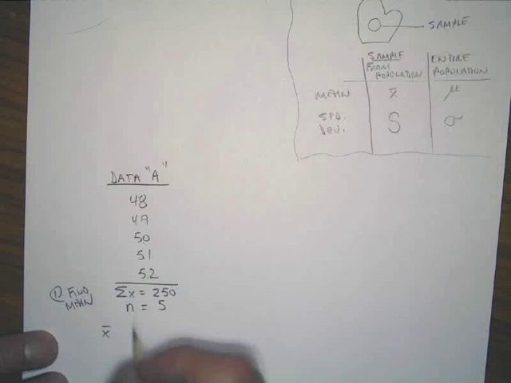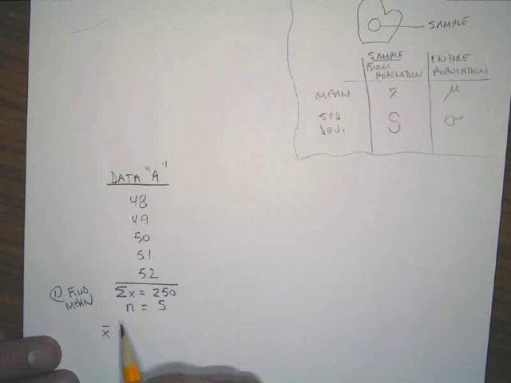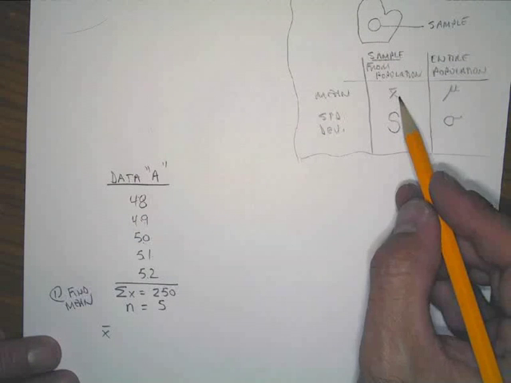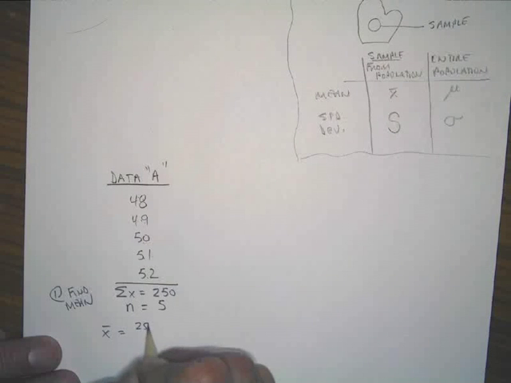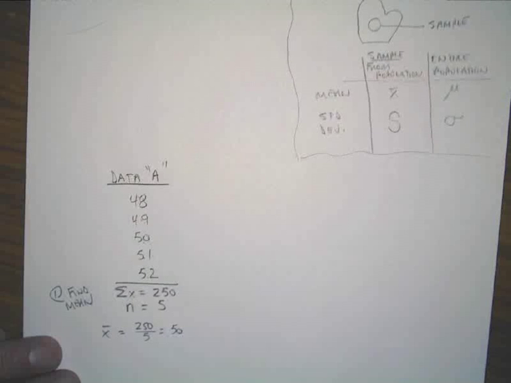So calculating the mean, and we're assuming that it is a sample because we're using x bar, we would do 250 over 5, and the mean is 50.